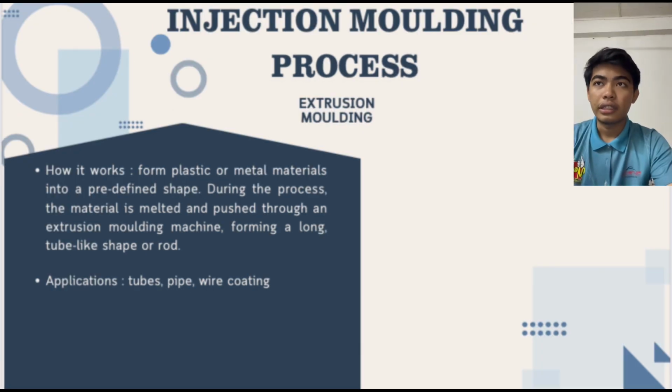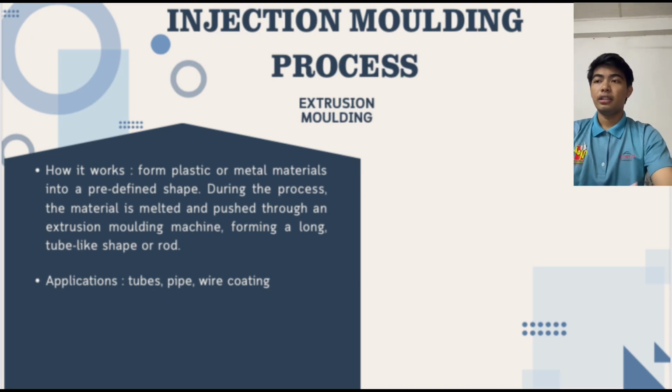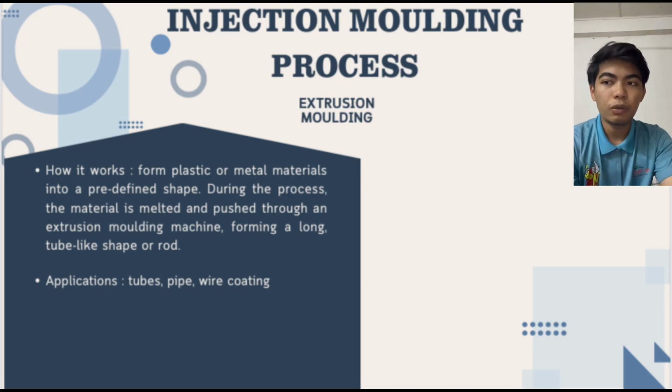Okay, now is the injection molding process. First, extrusion molding. How it works: plastic or metal materials are formed into a predefined shape. During the process, the material is melted and pushed through an extrusion molding machine, forming a long tube-like shape or rod. And the application is tube, pipe, and wire coating.